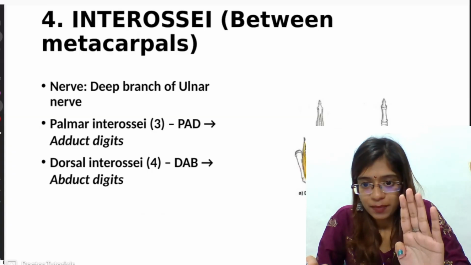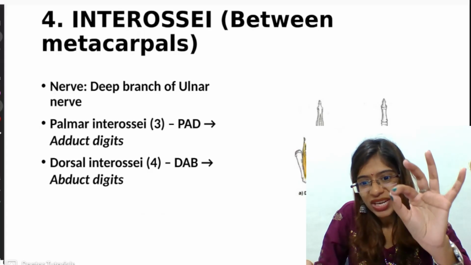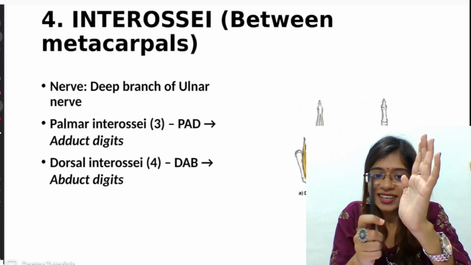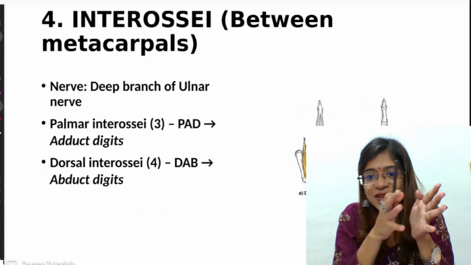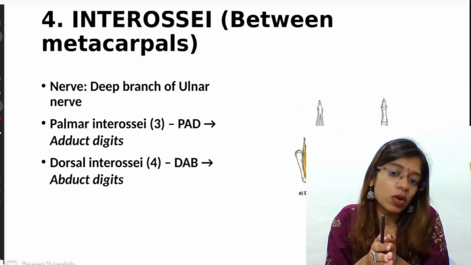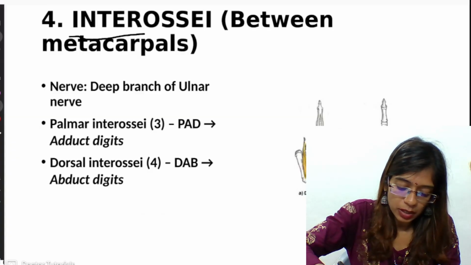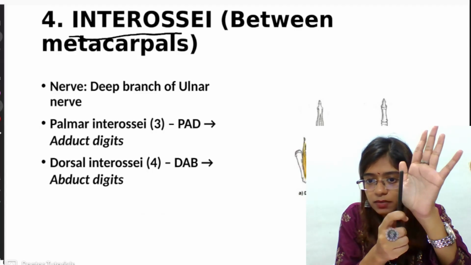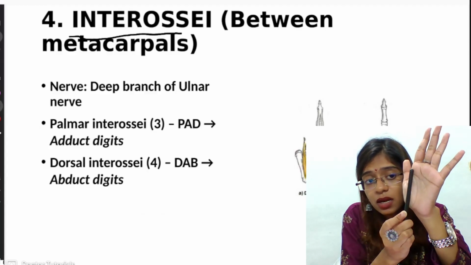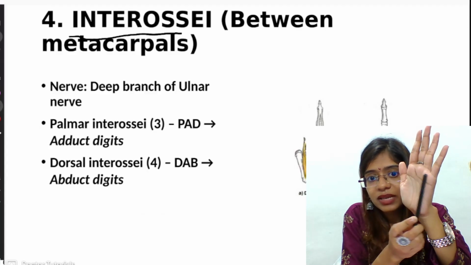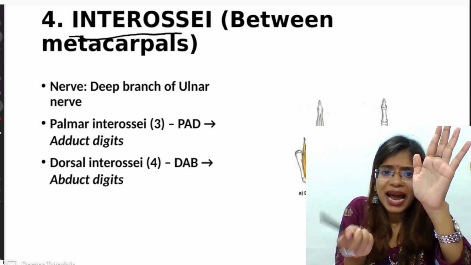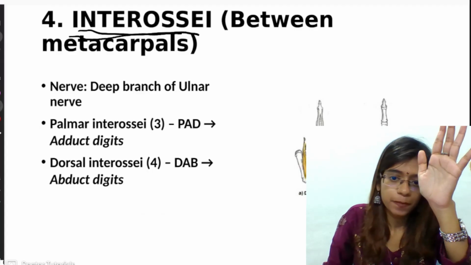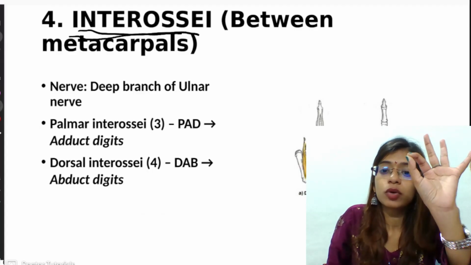Now, the final group of muscles that we are going to learn in the palm is the interosseous. Inter means between, ossei means bones. So interosseous are the muscles between the bones. Which bones? We have the metacarpals here, and between the metacarpals we have another group of muscle, called the interosseous.